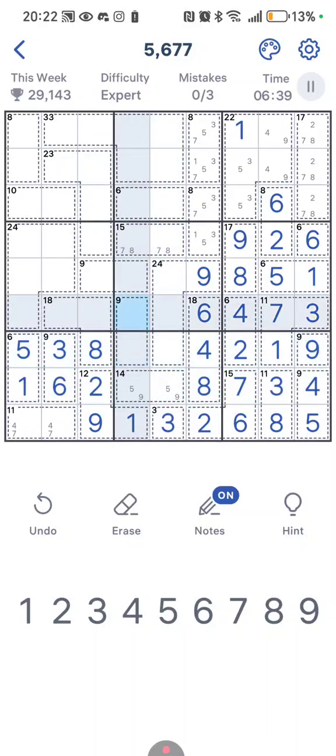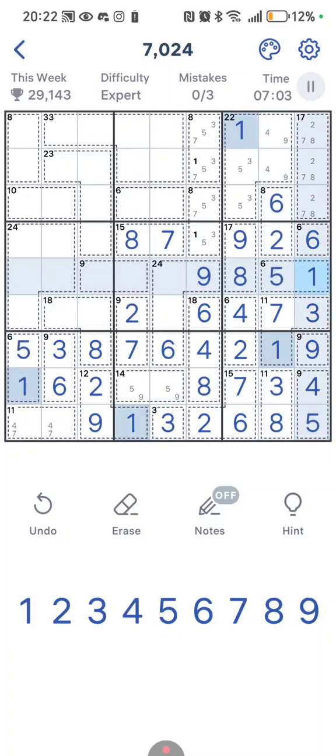So if this is 6, this would be 3. So that can't be 6. It's got to be 7. This is going to be 6, 8, 7. Okay. So what we've got left? So this is 1 and 5.